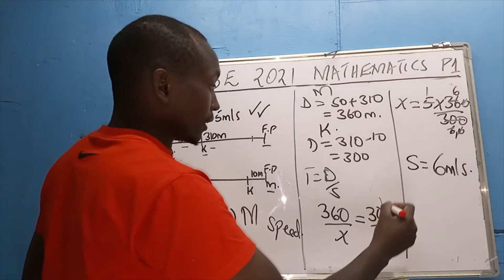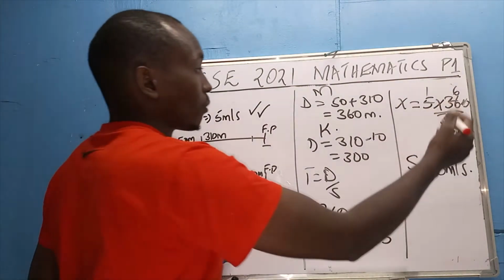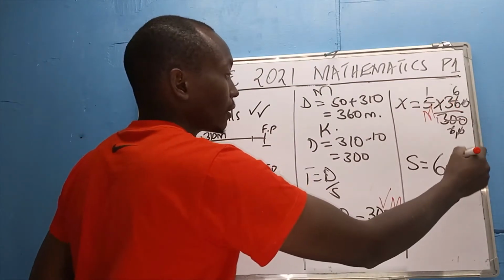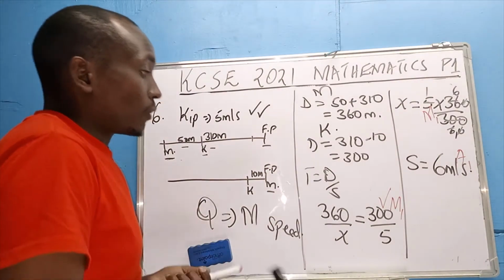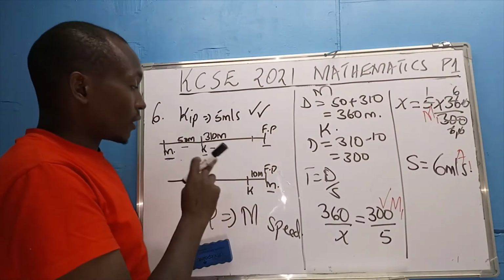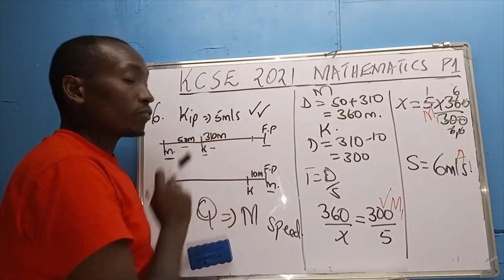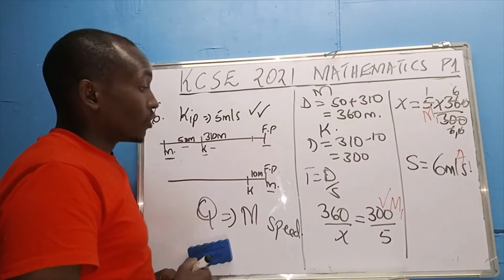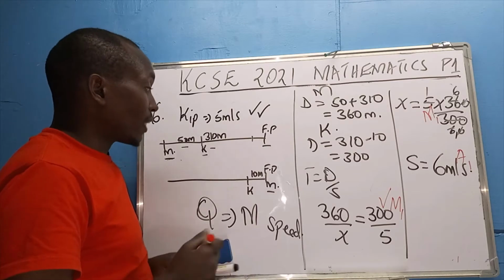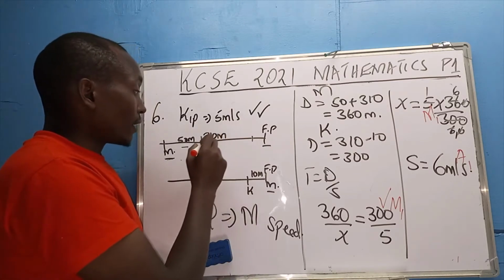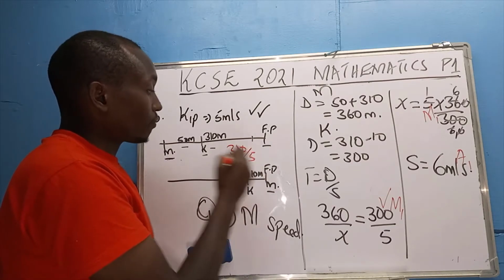If you are able to relate this, you can get a bonus on method 1. You can go direct. You can start with Kipsang. Kipsang ran 300 meters at a speed of 5 meters per second. So by that you can work out the time. If that is the case, you can go direct to working out the time that Kipsang ran for 300 meters at 5.